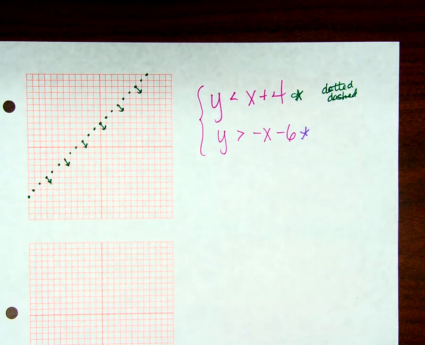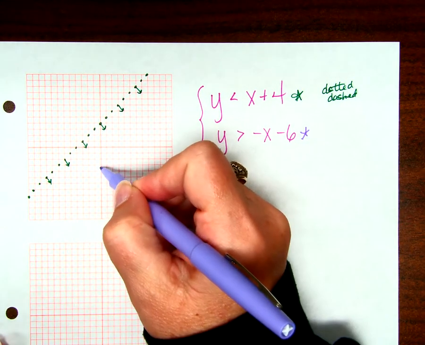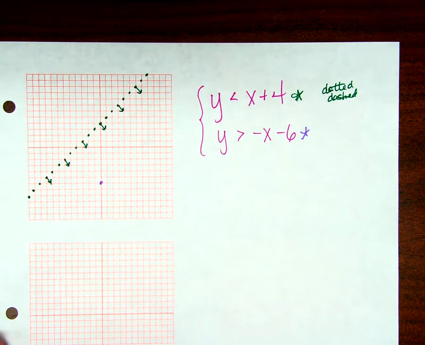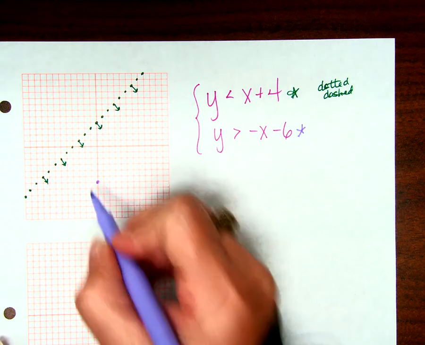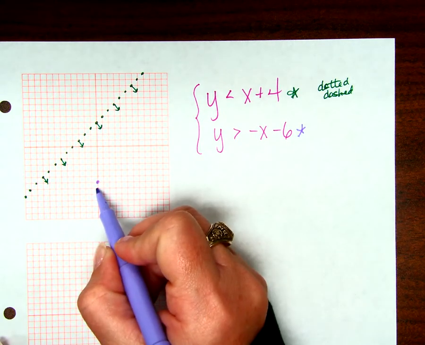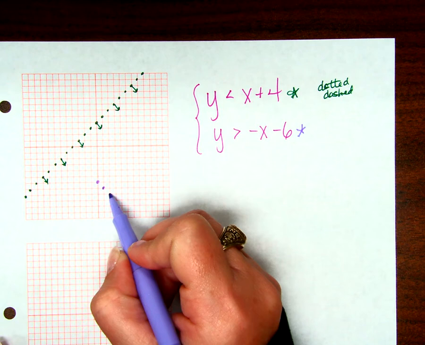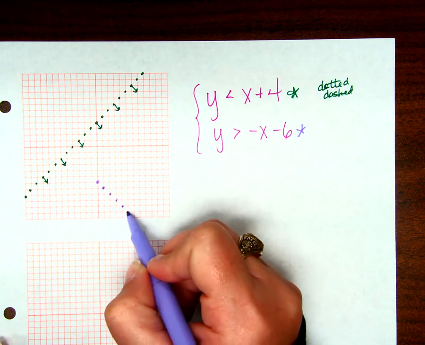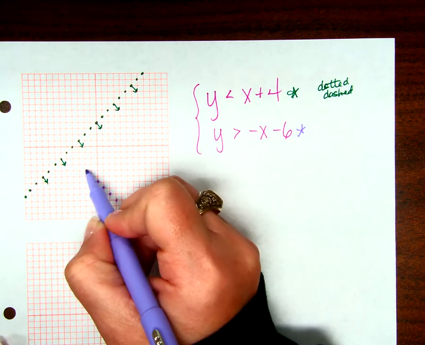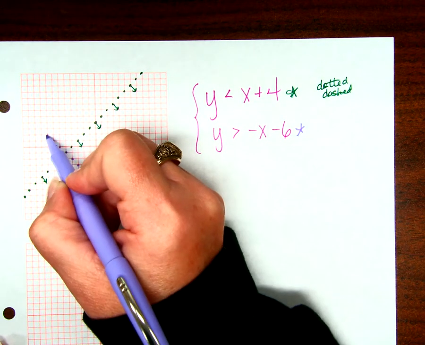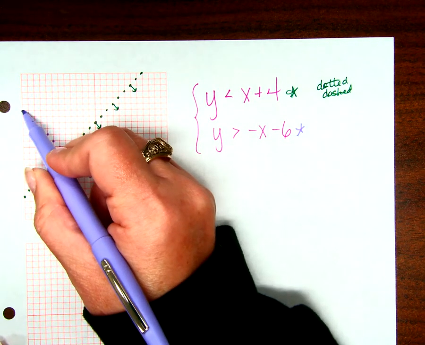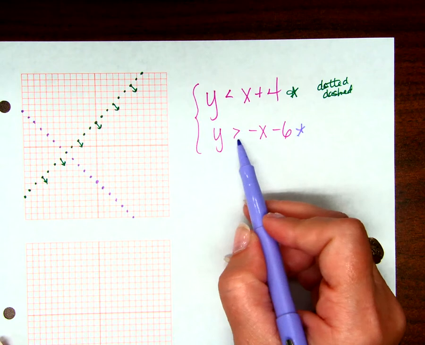How do I graph that one? Down 6. 1, 2, 3, 4, 5, 6. And then from this point I go down 1, right 1. Because I have to have a negative slope. It needs to be falling to the right. And once again, I'm going to go ahead and put all the dots there because it really doesn't take that long. And as it turns out, this is actually a dotted line, isn't it?